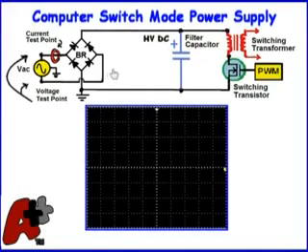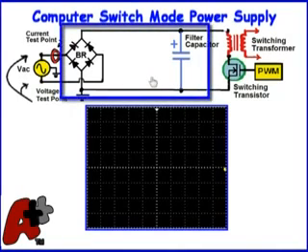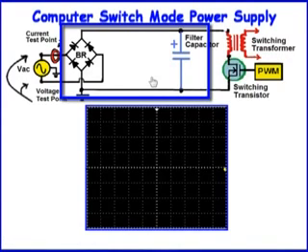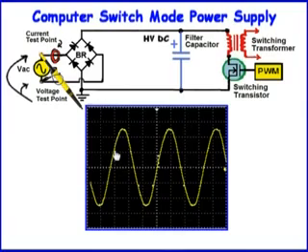Here's the input bridge rectifier and filter capacitor to a switch mode power supply. This circuit converts the residential AC into a high voltage DC that serves as operating voltage for this switching transistor. It's this bridge rectifier and filter capacitor circuit that caused the low power factor in a computer's switch mode power supply. I'm going to measure the AC residential voltage here on channel 1 of my scope.